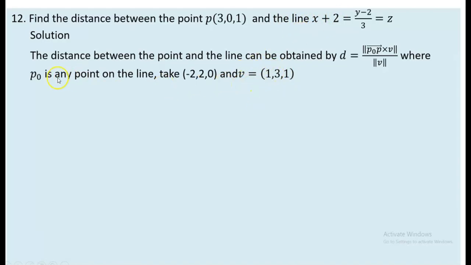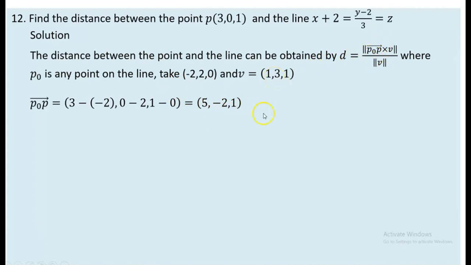So everything is now available. P naught is available, minus 2, 2, 0, here we have. And P is also given. This one is given information, so we have P here. And V is also obtained, so the next task is finding the cross product and the norm. So what comes now is P naught P. The vector P naught P must be calculated, and it's a matter of deducting P naught from P. So our P is 3 minus minus 2, which is 5, and here 0 minus 2, which is minus 2, and 1 minus 0, which is 1. So P naught P is 5, minus 2, 1. This is required because it has to be used in my formula.